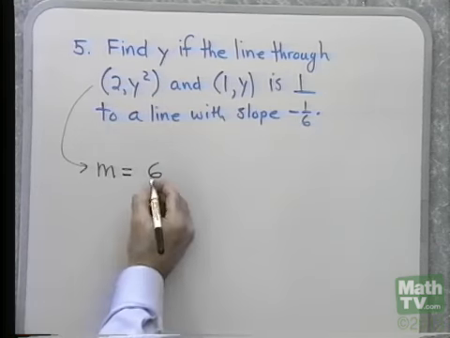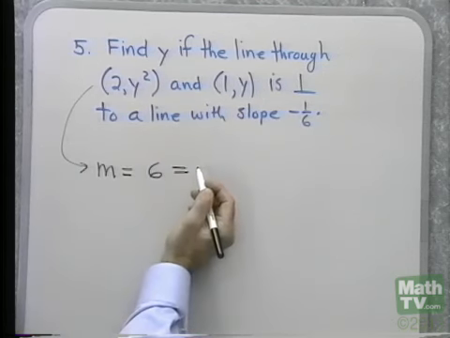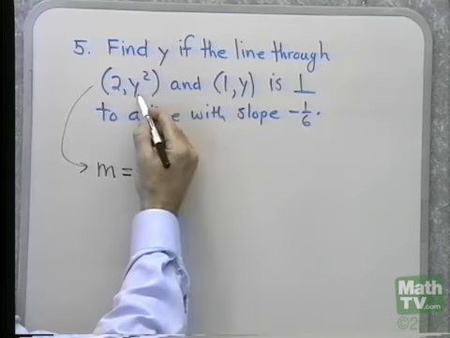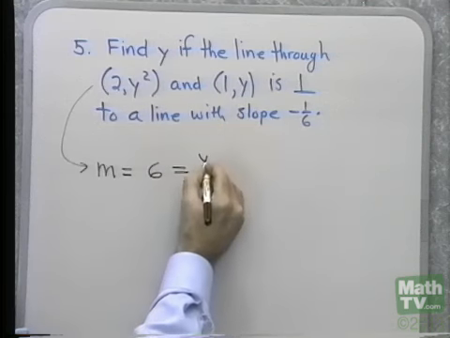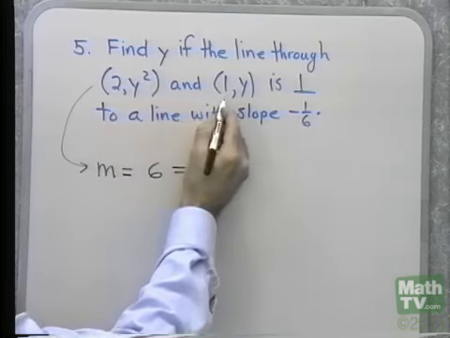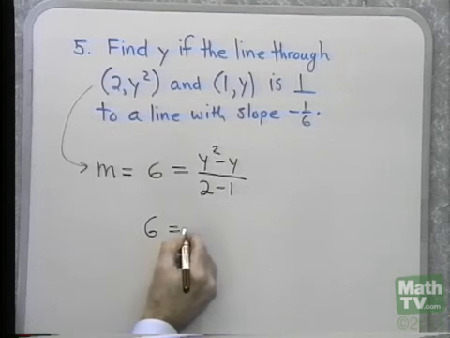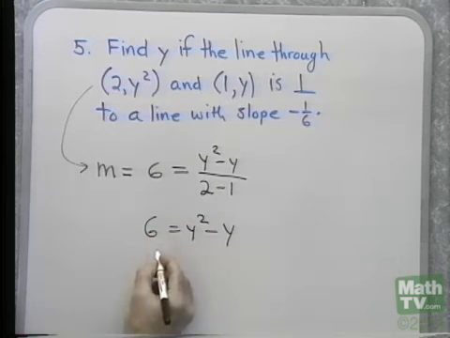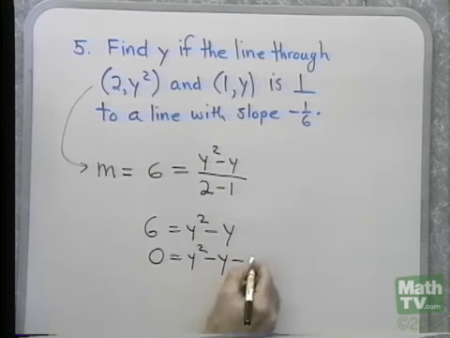Now, once I've written the slope as 6, I'm also going to use my algebraic formula, the difference of the y coordinates divided by the difference of the x coordinates. So I'll start here with this value of y and subtract this value of y. So I'm going to have y squared minus y, all divided by 2 minus 1. So I end up with this: 6 is equal to y squared minus y. Quadratic equation, I'll write it in standard form. 0 equals y squared minus y minus 6.